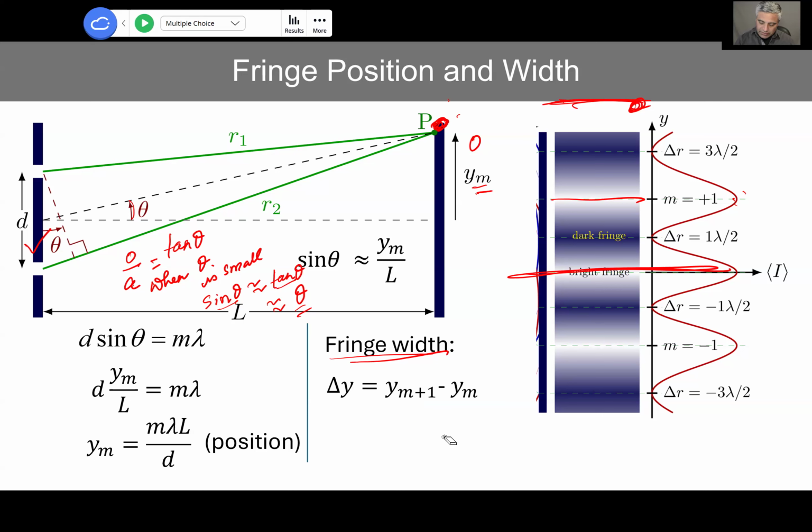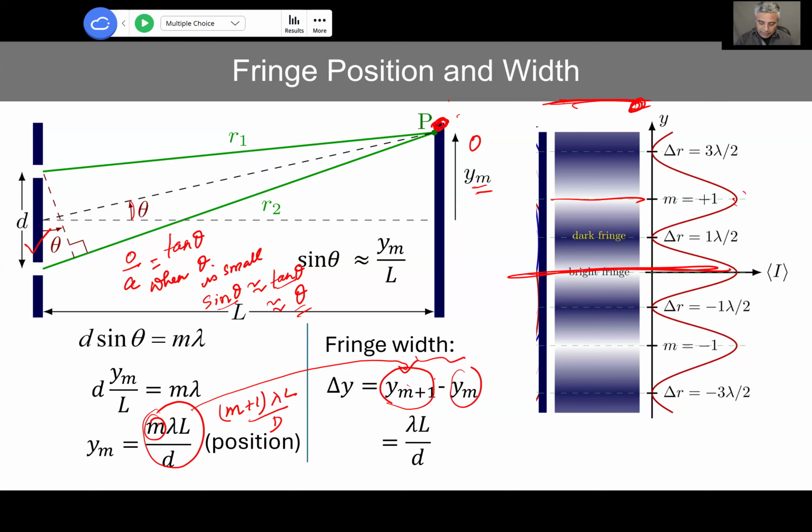Difference in position between two fringes is fringe width, okay? And we can find that by using this equation. So if I plug in that one here, for example, for the first one, for m, I have to use m plus 1. So this is going to be (m plus 1) lambda L over D, for this one.